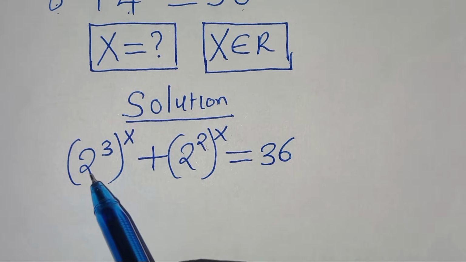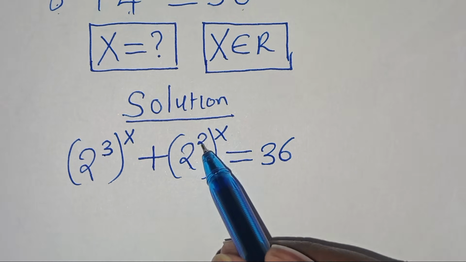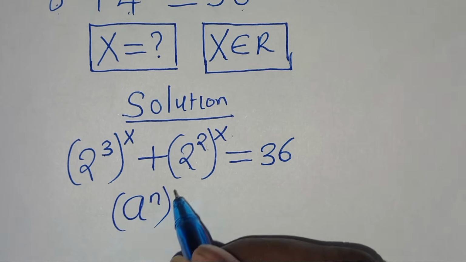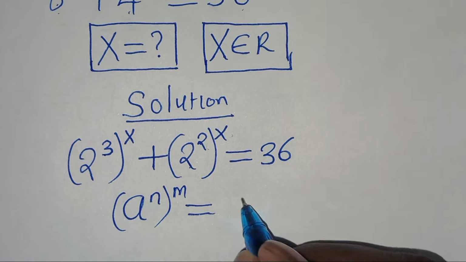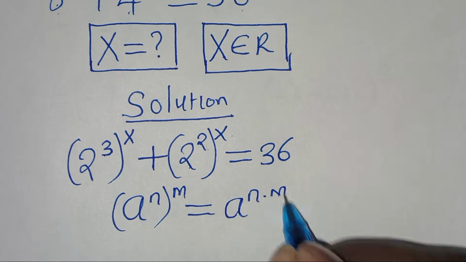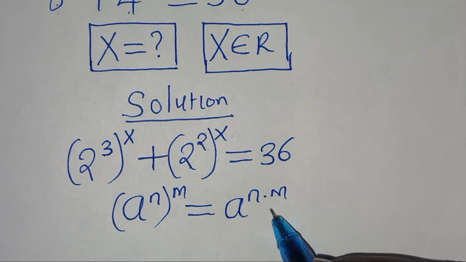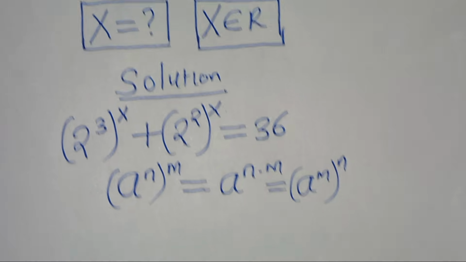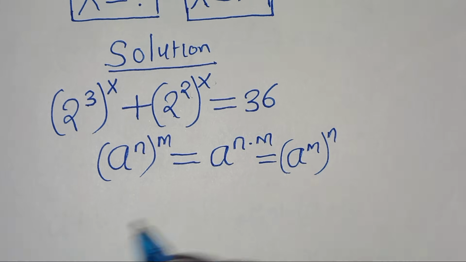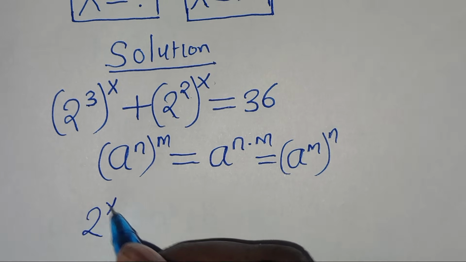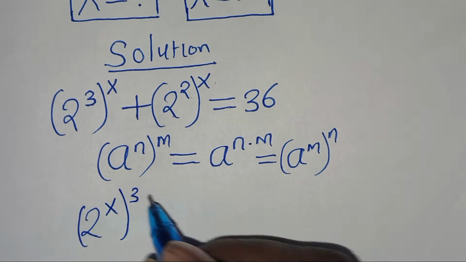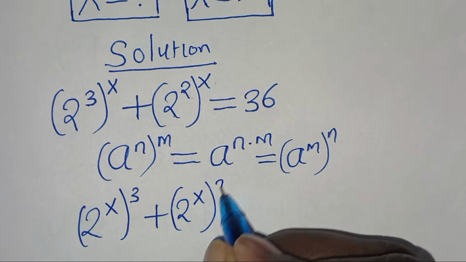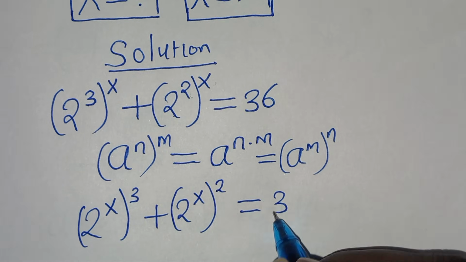Next step is that 2 to the power of 3 to the power of x and 2 to the power of 2 to the power of x. This is in the form of a to the power of n raised to the power of m, which we can express as a to the power of n times m, which you can also express as a to the power of m raised to the power of n. Now, applying this identity, then we have 2 to the power of x raised to the power of 3, then plus 2 to the power of x raised to the power of 2. This is equal to 36.